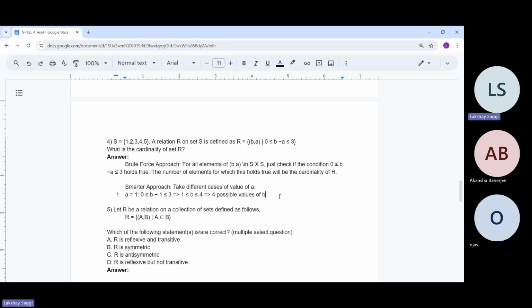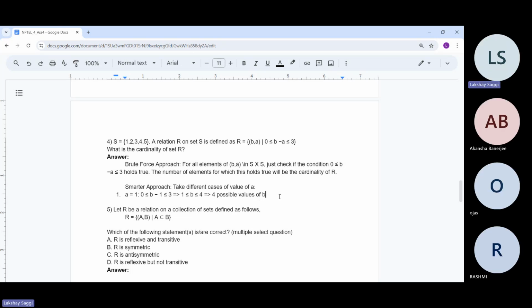So you need not check for all possible values of B, like putting B as 1, 2, 3, 4, 5. You just straightforwardly have that B is between 1 and 4. And so there are only four possible values of B: 1, 2, 3, 4.